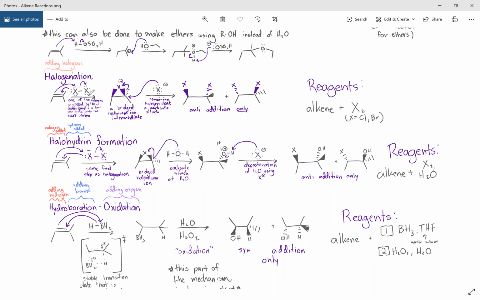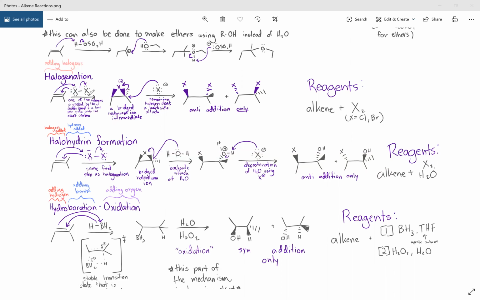Again, I was running out of time when I made this because I was making those other two documents, so I did not draw it here, but it is drawn in the PowerPoint, I think, where you can see how the transition state causes the halogen to be added to the less substituted carbon.